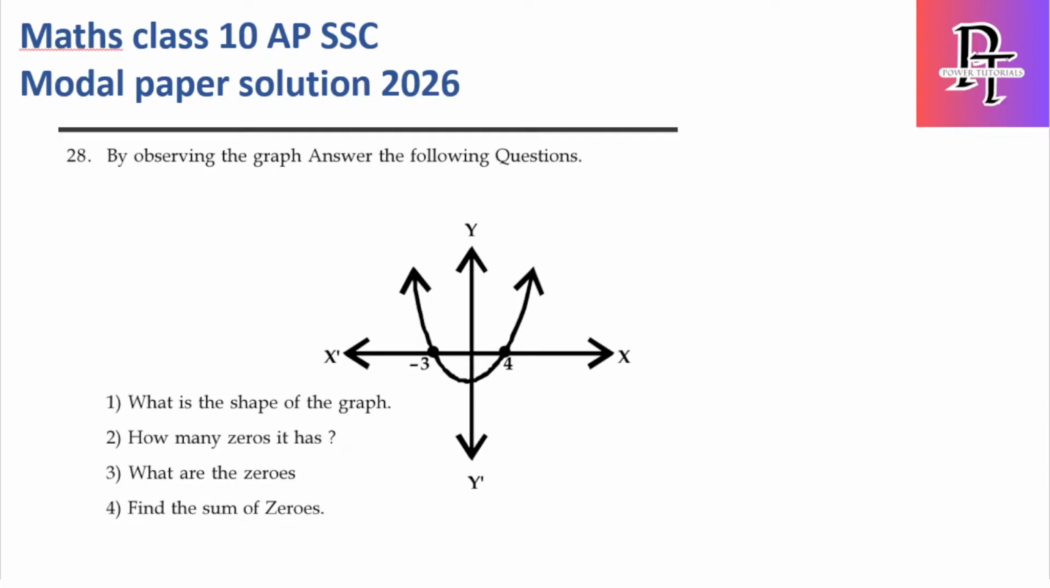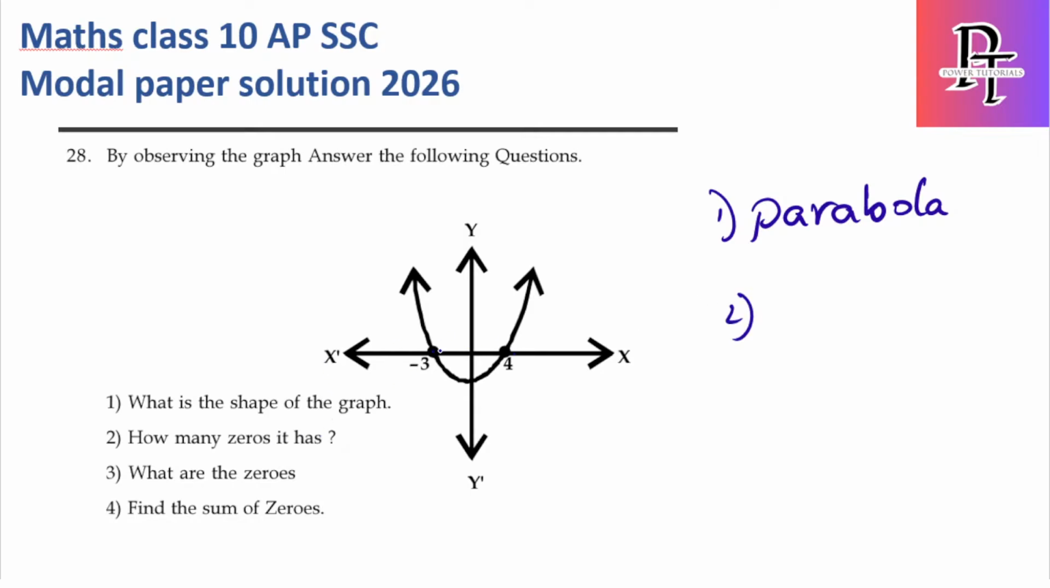Okay, let's see the 20th question. This is the last question from this section. By observing the graph, answer the following questions. What is the shape of the graph? The shape of the graph is parabola or U shape.